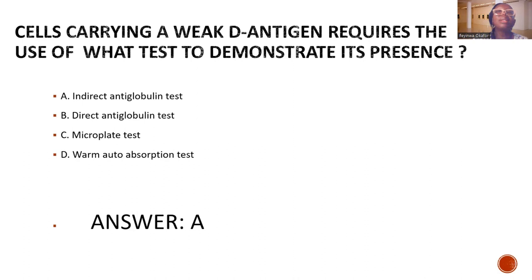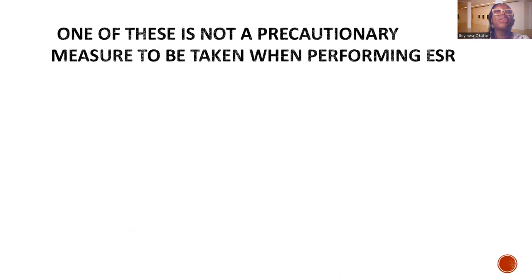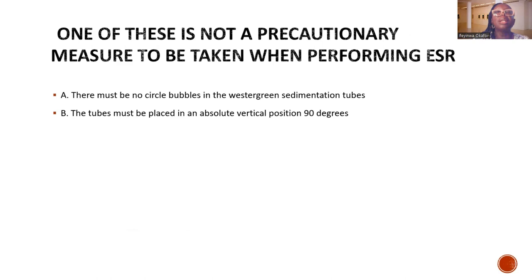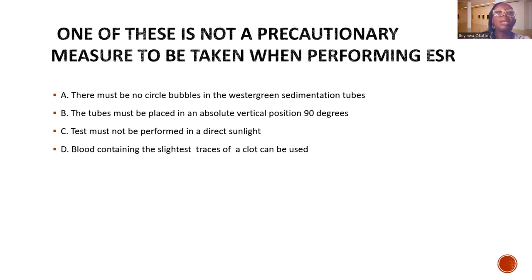One of these is not a precautionary measure to be taken when performing ESR. A, there must be no air bubbles in the Westergren sedimentation tubes. B, the tubes must be placed in an absolute vertical position, 90 degrees. C, tests must not be performed in direct sunlight. D, blood containing the slightest traces of a clot can be used. Answer is D. That is not a precautionary measure. You are not supposed to use any blood that contains even little clots. It shouldn't be used to perform ESR.